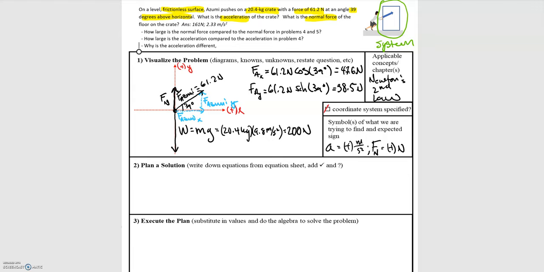And so now we plan our solution. To be able to solve for acceleration of the crate, we need to use Newton's laws. And so we'll sum the forces in the x direction, and that's equal to the mass times the acceleration in the x direction. And then to be able to find the normal force acting on the crate, we'll sum the forces in the y direction, which is equal to mass times the acceleration in the y direction.